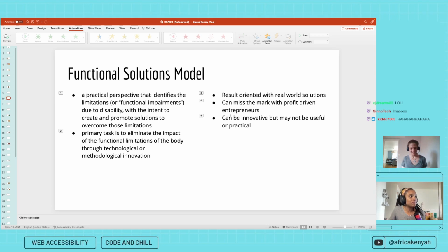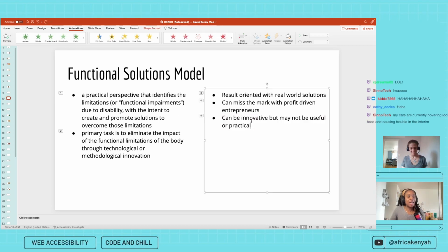All right. Anyways, the last thing about it is that it can be innovative, but it might not be useful or practical. So usually we want to keep it practical, right? That's the whole point of it. But a lot of times people can be a little bit ambitious in what they're telling people to do, and it ends up being a problem or something that they can't reproduce, essentially.